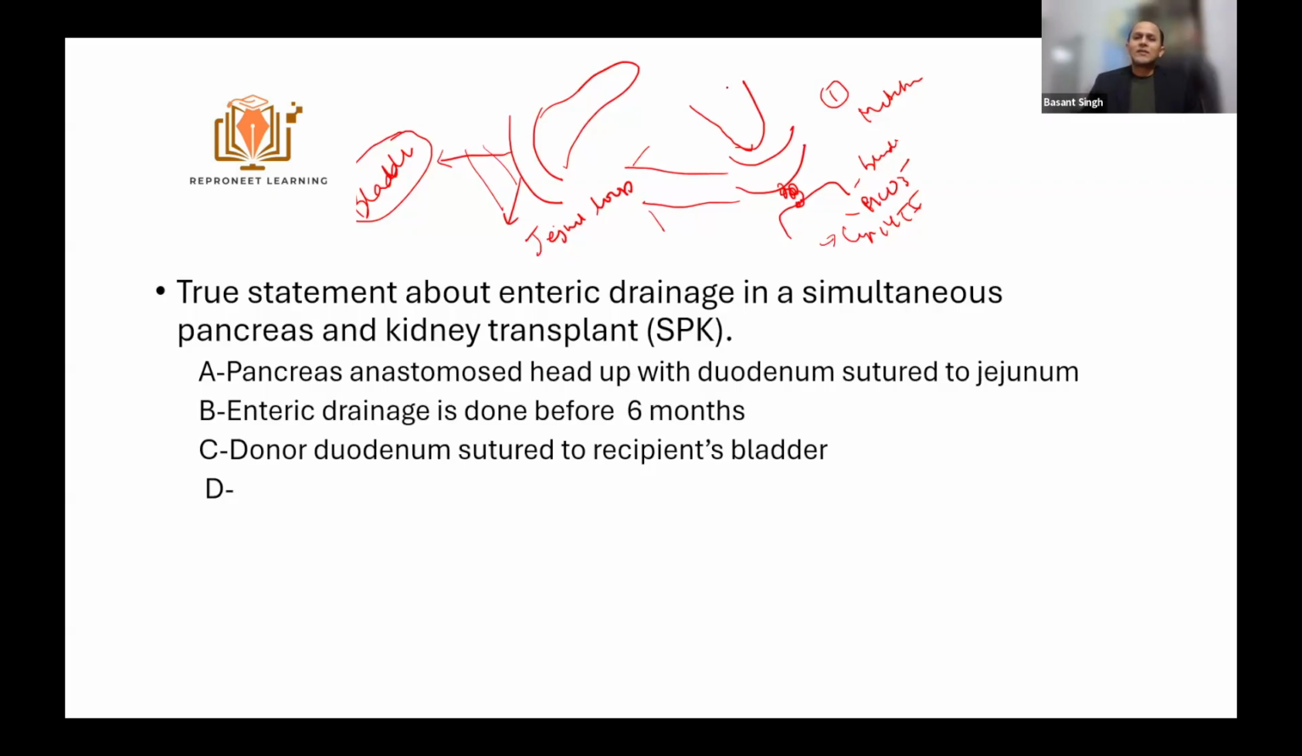Suppose you have done a bladder drainage and the patient is not responding to your bladder drainage, is having recurrent UTIs and everything. Then you revert back to bowel drainage. The time frame of reversal is basically at least 1 year, not before 6 months. So generally, once you do transplantation, even after you want to revert back, it will be after 6 months. All right.